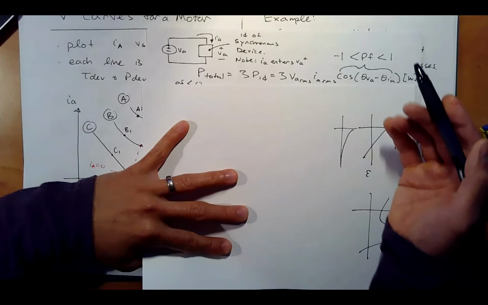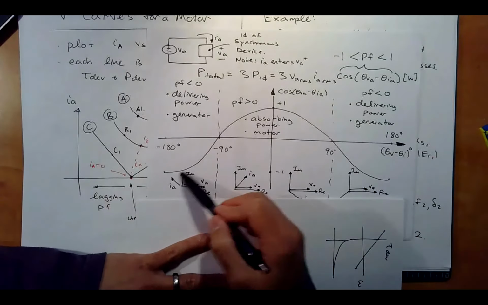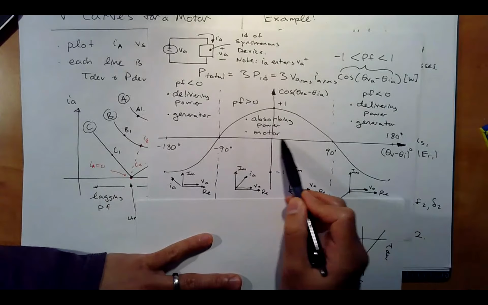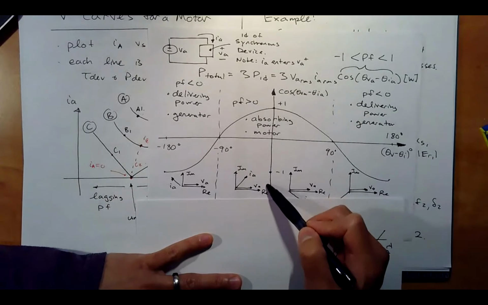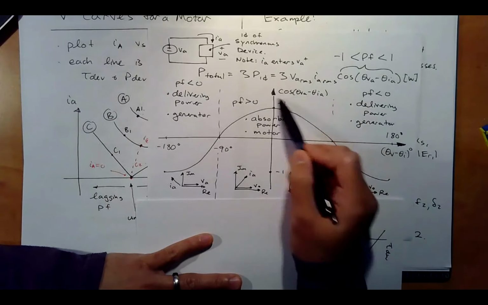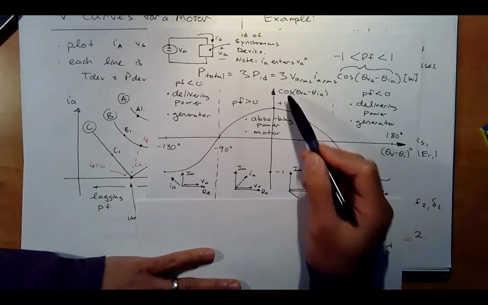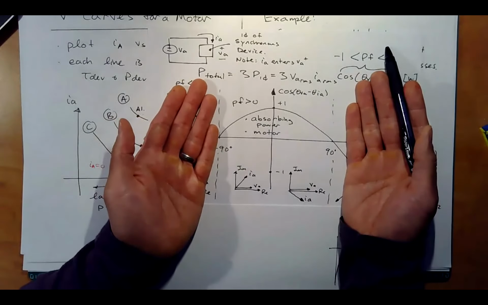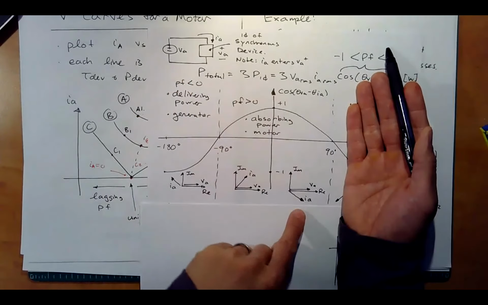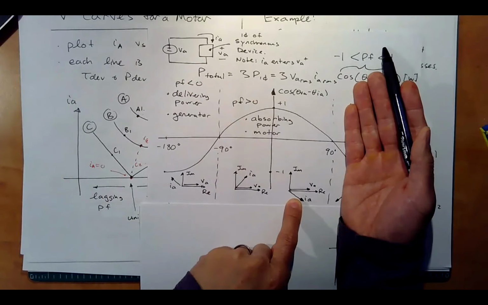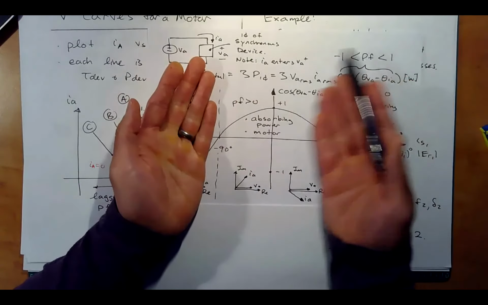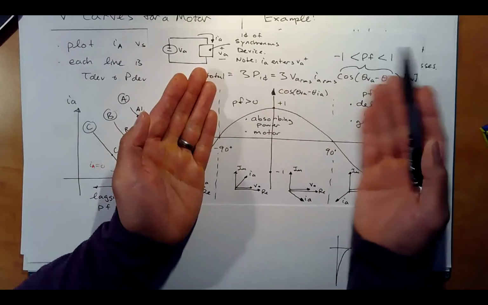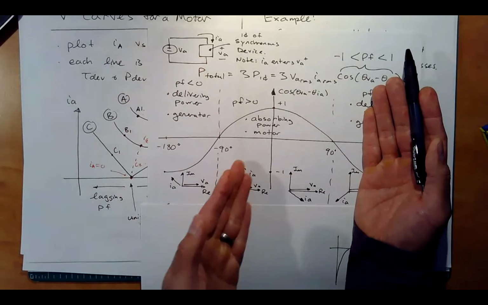We know what that looks like. It looks like this, a cosine. I'm plotting theta V minus theta I on the x-axis, and I'm plotting the power factor, or cosine of theta V minus theta I, on the y-axis. Now, in the middle, we have a motor situation. On this side, we have lagging. Notice IA lags VA. Here we have leading, IA leads VA, and we're in the kind of quadrant 1 and 4.